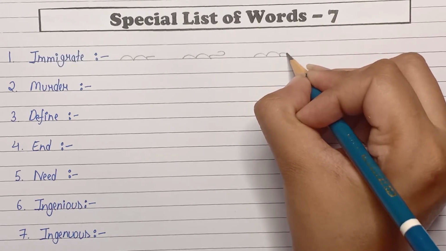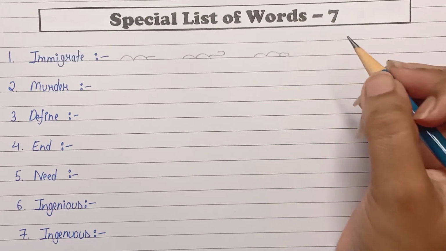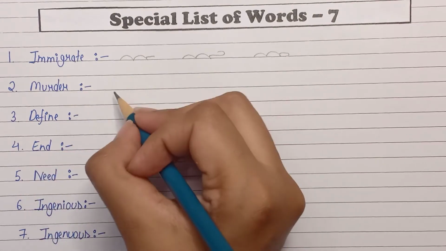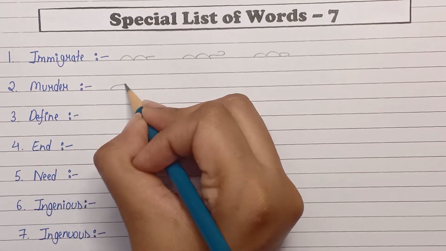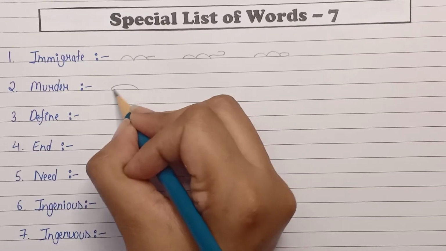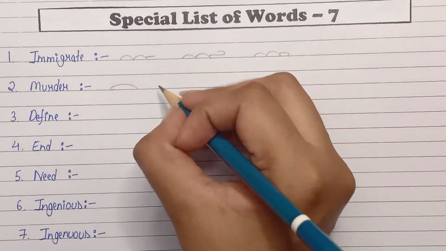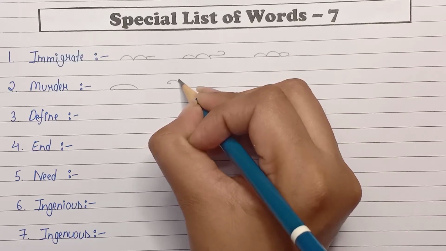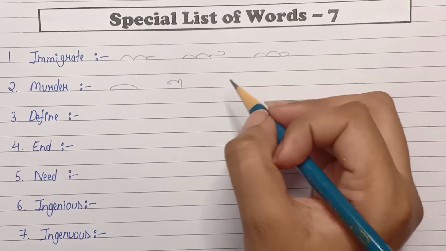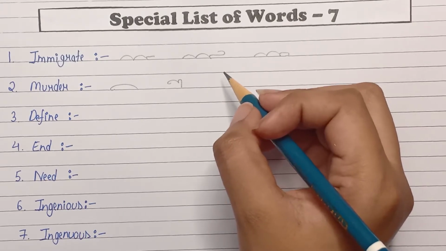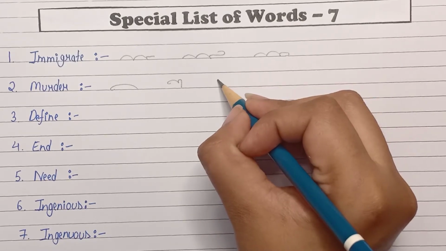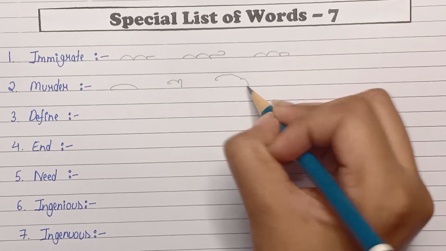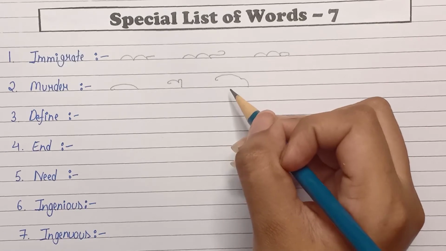GR in half length and N का hook. Immigrant. Murder, double length of MR. Murder. Murdered, MR and DR in half length. Murdered. Then double length of MR and downward R is murderer.